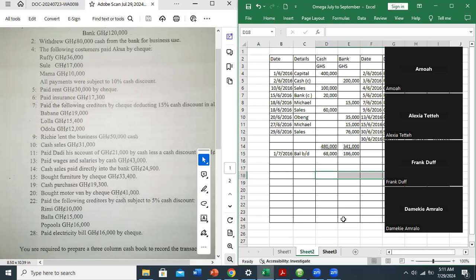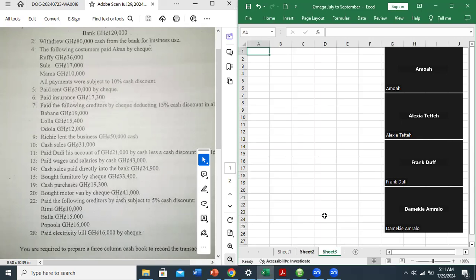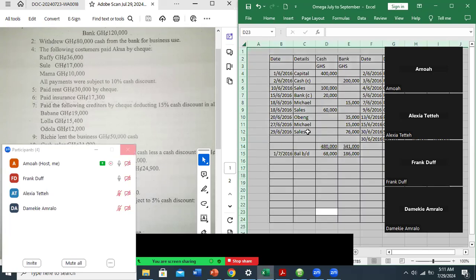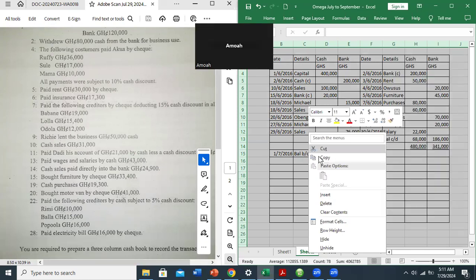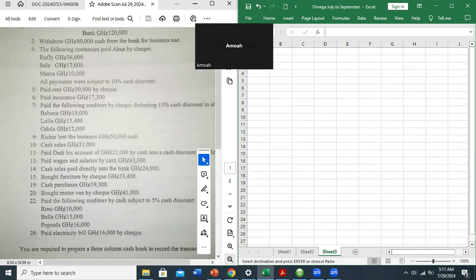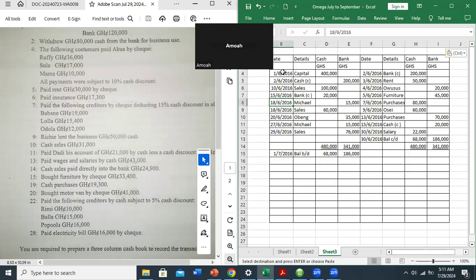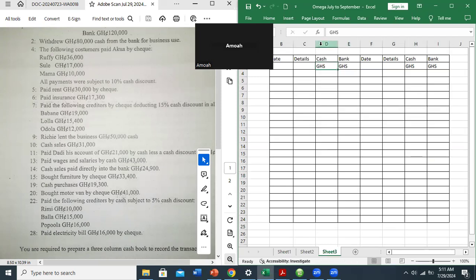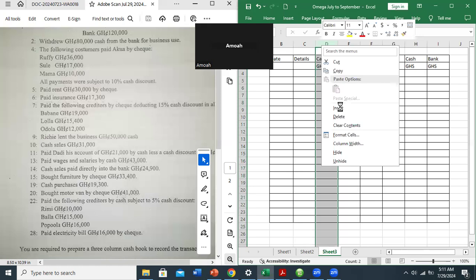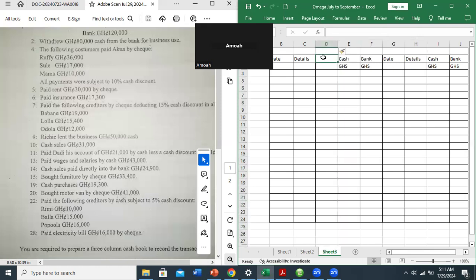Okay, I want to believe all of us can see my screen. Let me copy this one, and then I would make some changes in the columns. Okay, so we need to put in the discount allowed and discount received columns appropriately. So discount allowed, then on the credit side, we put the discount received.